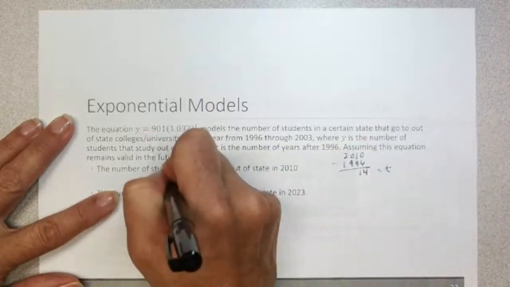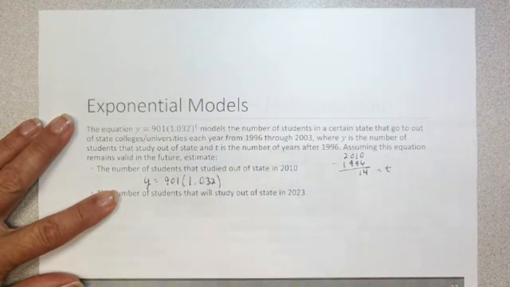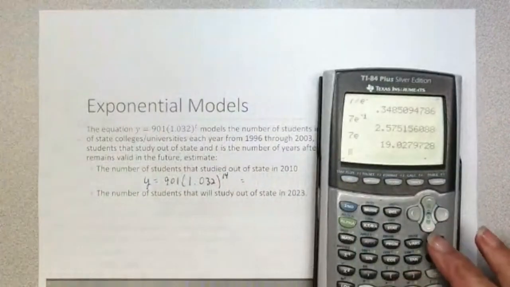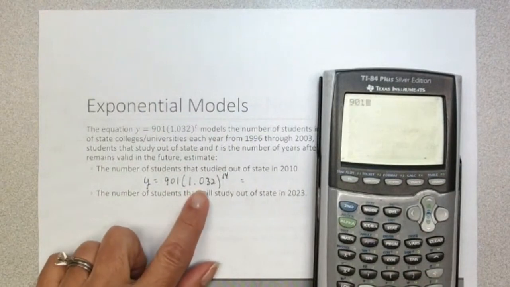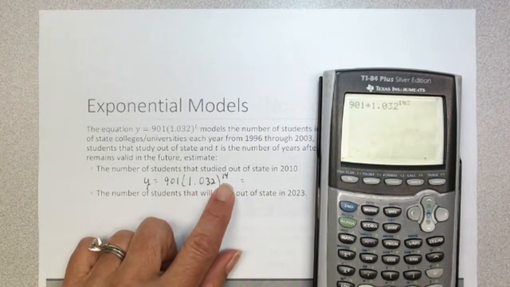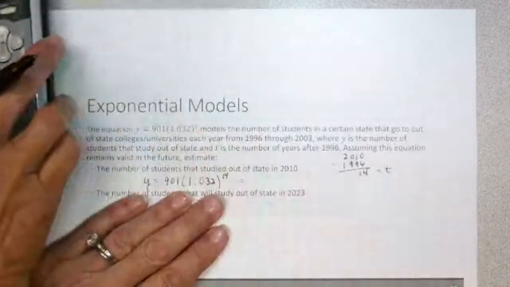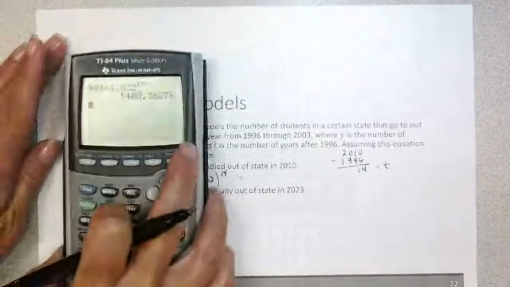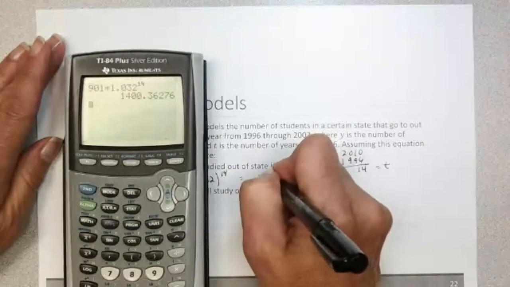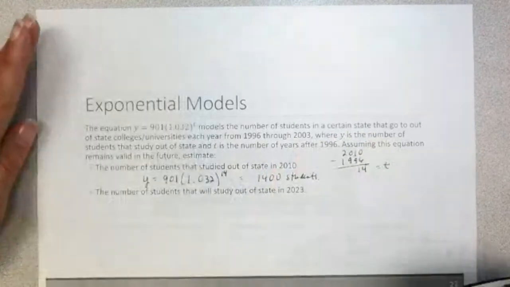So then y, or my number of students, is going to be 901 times 1.032 to the 14th power. Let's get a calculator and see what that evaluates to. 901 times 1.032 raised to the 14th power. It looks like this is 1400.36. Well, can I have 0.36 students? No, so I better not put a decimal in there. This is just going to be 1400 students. Can't have 0.36 of a student.